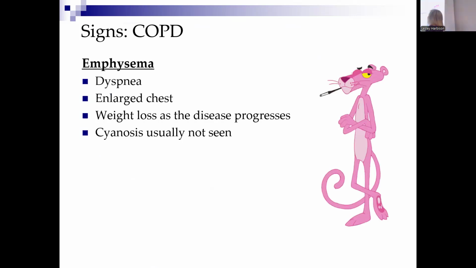For emphysema, there's going to be that difficulty breathing. That's the dyspnea. Enlarged chest, weight loss as the disease progresses. Cyanosis usually not seen.